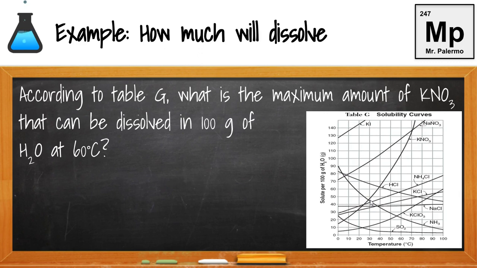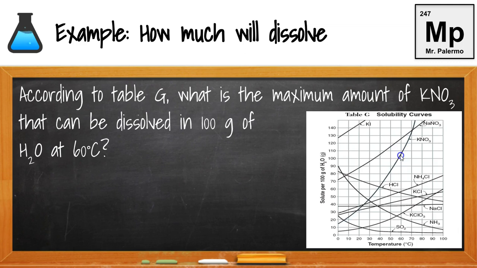In this example, we're going to look at how much will dissolve. So according to table G, what is the maximum amount of potassium nitrate that can be dissolved in 100 grams of water at 60 Celsius? So the maximum amount is going to be saturated. So that is going to be on the line. That's the saturation point. So I'm going to locate 60 Celsius, my temperature, first. And of course, we want to figure out where is the line. So potassium nitrate, KNO3, is right here.